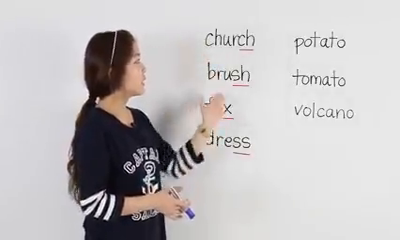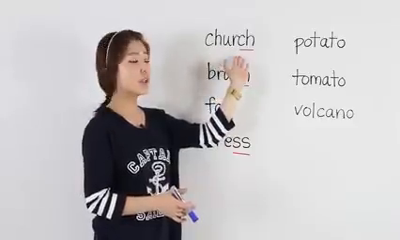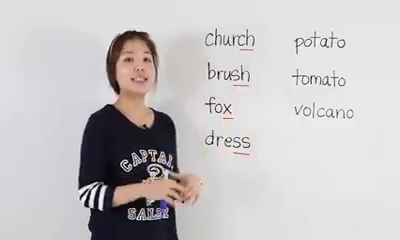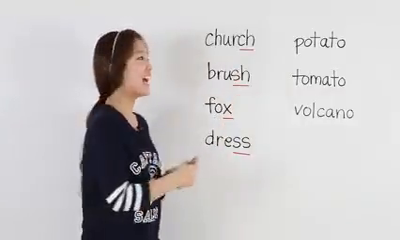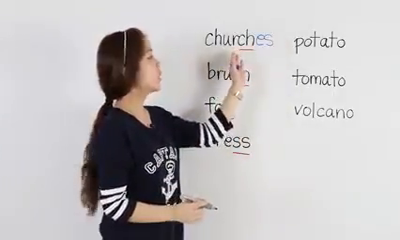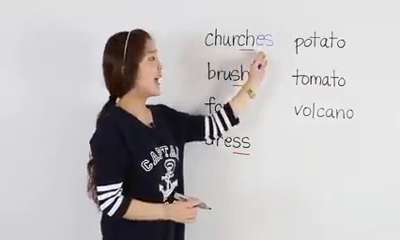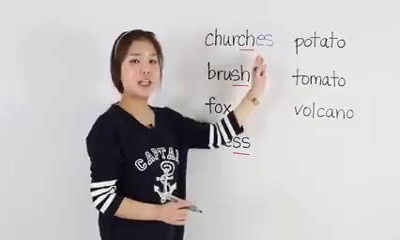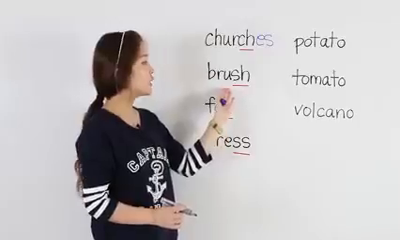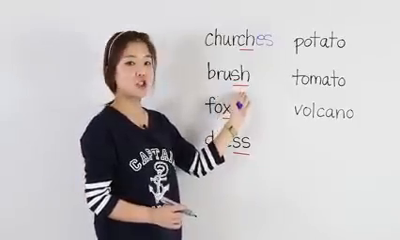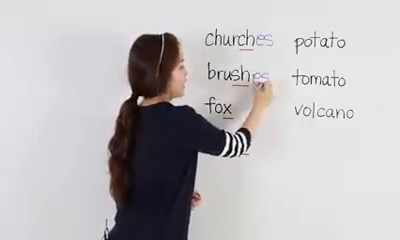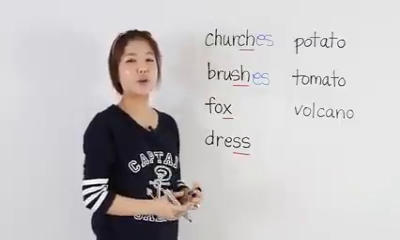We have some nouns. The first one is church, okay? Church ends in ch. So, if the noun ends in ch, you have to put es. Okay, so it becomes churches. So again, if the noun ends in ch, add es at the end to make it plural. The same goes for the next word, brush. You'll notice brush ends in sh. Okay, so if it ends in sh, same thing, we add es at the end to make it plural.